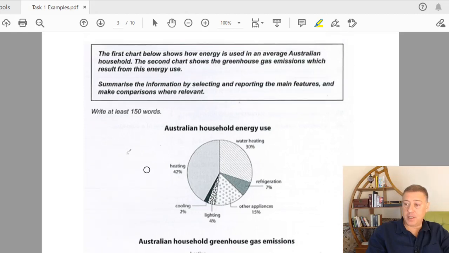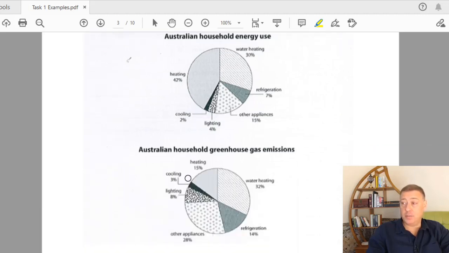Like line graphs, you may get 2, 3, 4, or more pie charts to talk about. So again, the total information that you need to discuss is not more or less, it's just that it's presented in different ways. So if we have a look here, the first chart below shows how energy is used in an average Australian household. The second chart shows the greenhouse gas emissions which result from this energy use. So there's your introduction, just introducing those two pieces of information about these different pie charts.